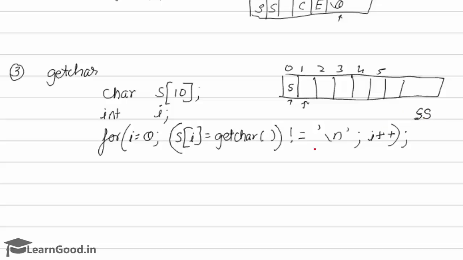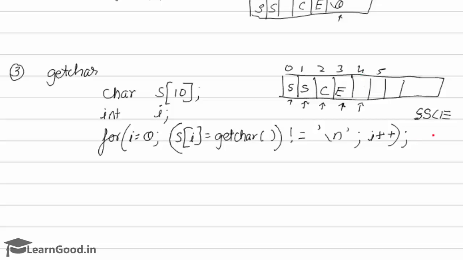Second time also I'll give it as an S. So that S will be stored inside this s of 1. So again, s of 1 is not equals to \n. So again, i plus plus, i gets shifted to the next place. Comes back here, again s of 2 is equals to getchar. I'll enter C, then C has been stored here, and then C is not equals to \n, then again go back, i plus plus, i is now 3. So come back here, I'll enter E, and then that E will be stored here, and here E is not equals to \n, i plus plus, this time i value is pointing to 4th.